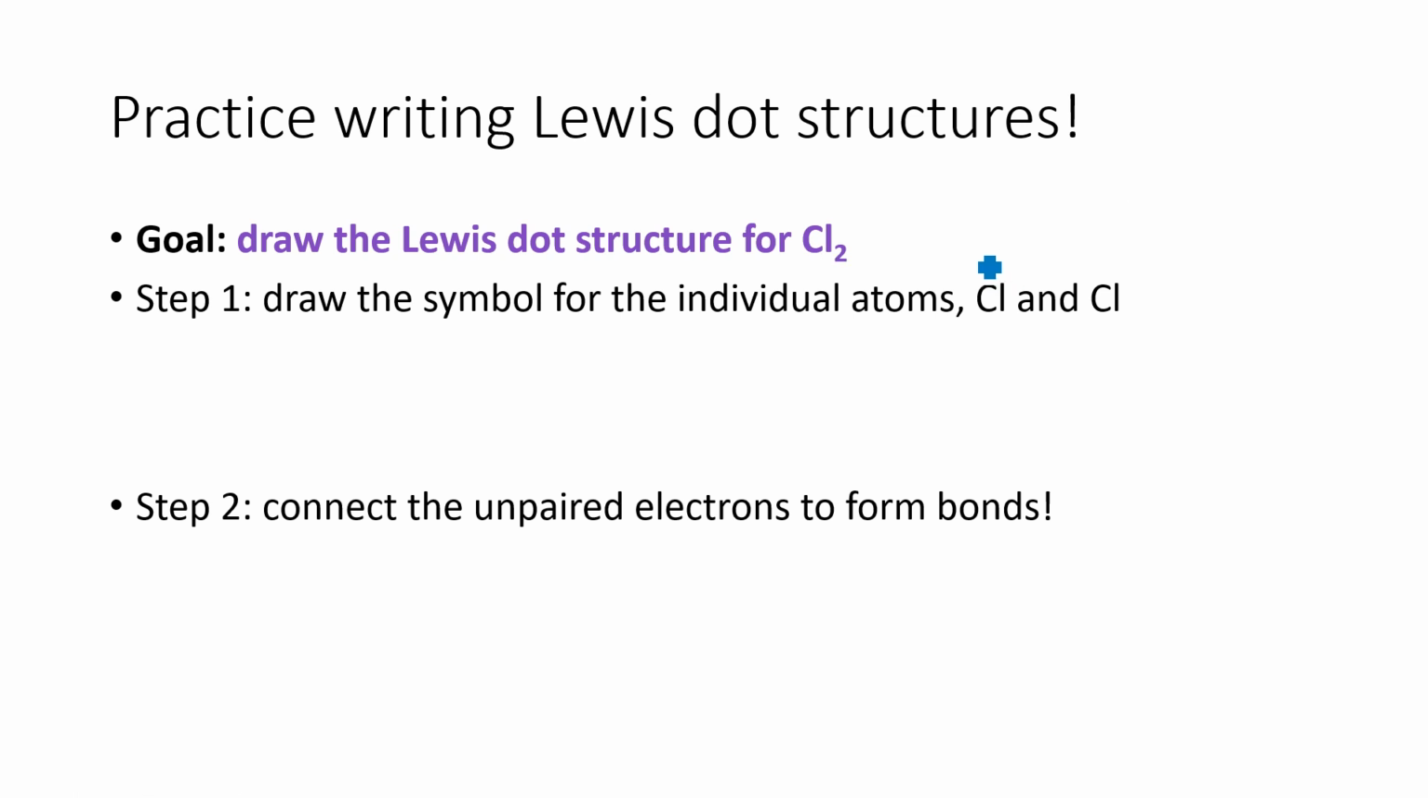So if you look at chlorine on the periodic table, they have 7 valence electrons. And so if I draw out the individual chlorines, it would look like this. 1, 2, 3, 4, 5, 6, 7. 1, 2, 3, 4, 5, 6, 7. I'm going to draw them so their lone pairs are facing each other. So there you go. They're going to come together and form a bond right there.